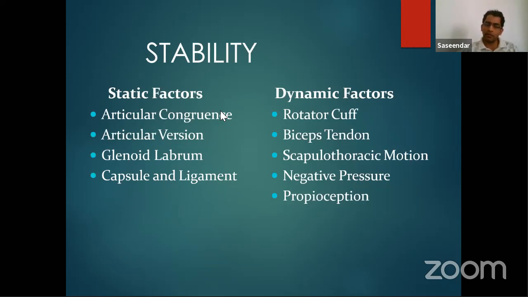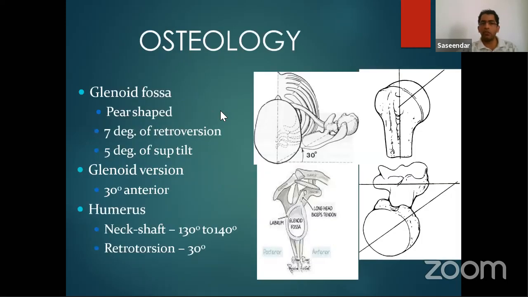So under the static factors, you have the bony component, the ligaments, the fibrocartilaginous structure, and the actual ligaments. And in the dynamic factors, we have the muscular structures, most importantly the rotator cuff, and all the extra-articular ligaments. In addition, you also have the negative pressure concept in the shoulder joint that also contributes to the dynamic stability of the shoulder joint.